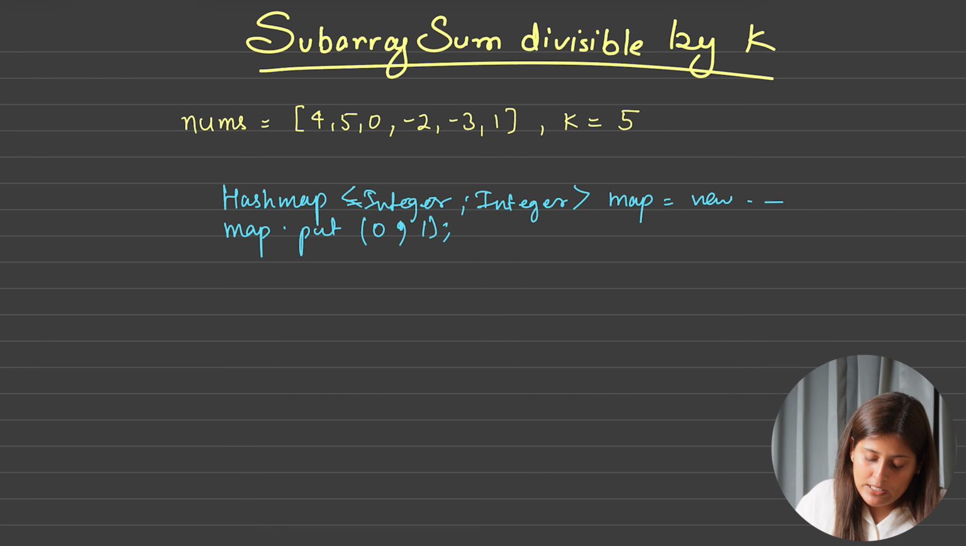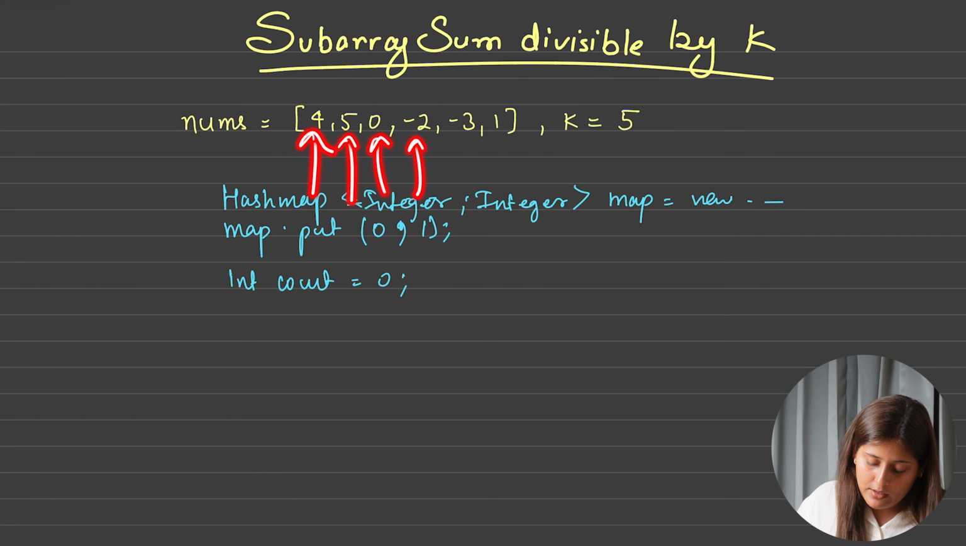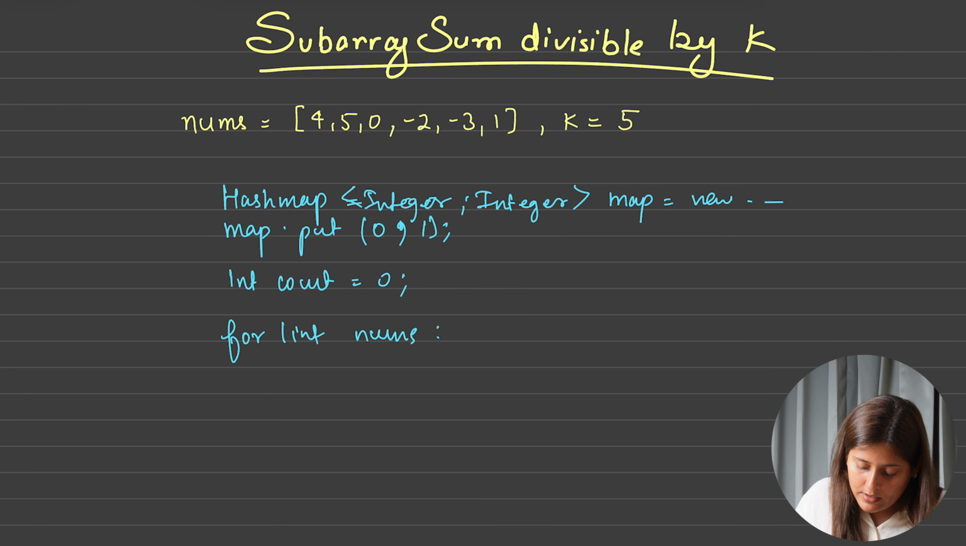Now we have to count all such valid subarrays. So we will say int count is equal to 0. Correct. Now I want to run over these numbers. So we can run a for each loop, int num. Correct. And one by one I want every number from nums, so that I can do summation. But for summation we need a variable. Int sum is equal to 0. We can say prefix sum also. Okay. This can be a prefix sum. Say, let's see, prefix sum is equal to 0.